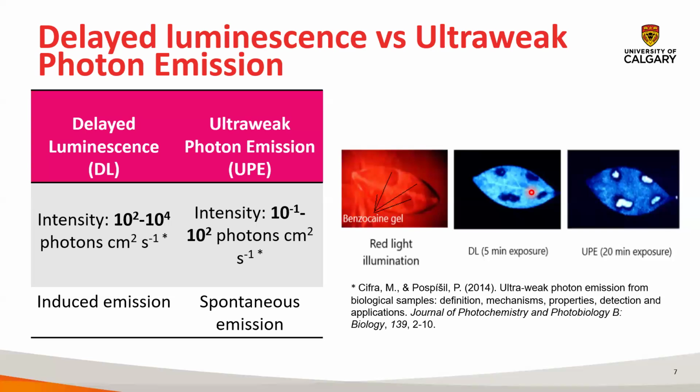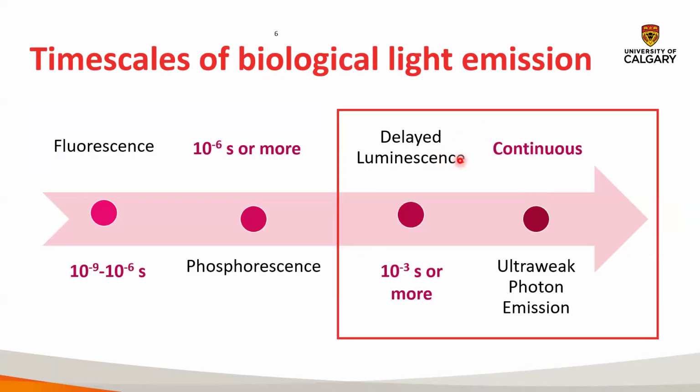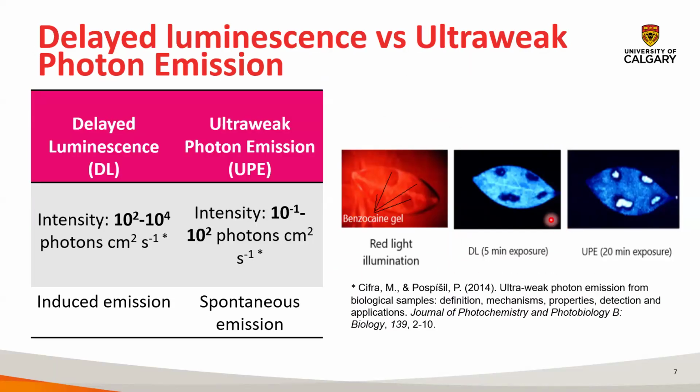So this is just the intermediate. If I go back to the start time scale, we arrive around here. And we get this pattern where the regions where the anesthetic has been applied are dimmer than the rest of the leaf. And then we wait for another 15 to 20 minutes to allow all the delayed luminescence to dissipate. And then we're left with just the continuous photon emission, which is the ultra-weak photon emission. And then we get this pattern here, which is interesting because it shows that the regions where this anesthetic gel or benzocaine has been applied are brighter than the rest of the leaf.